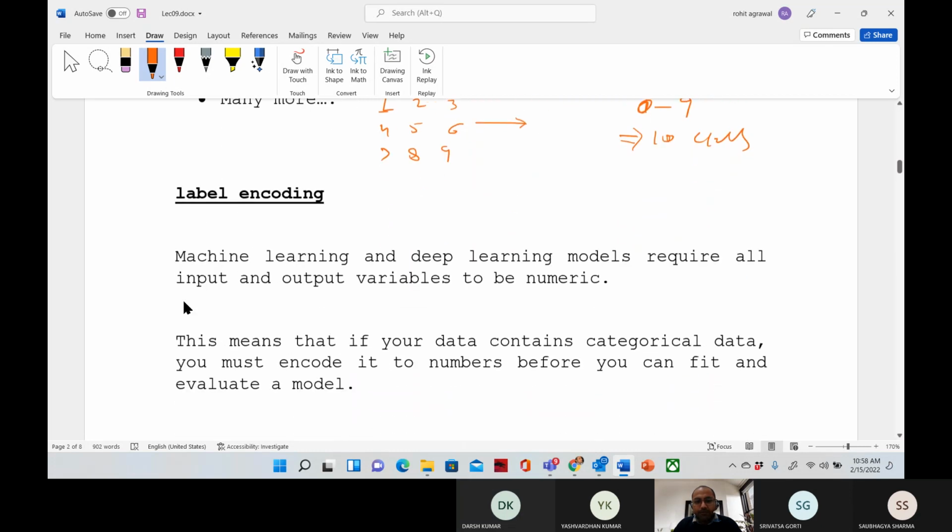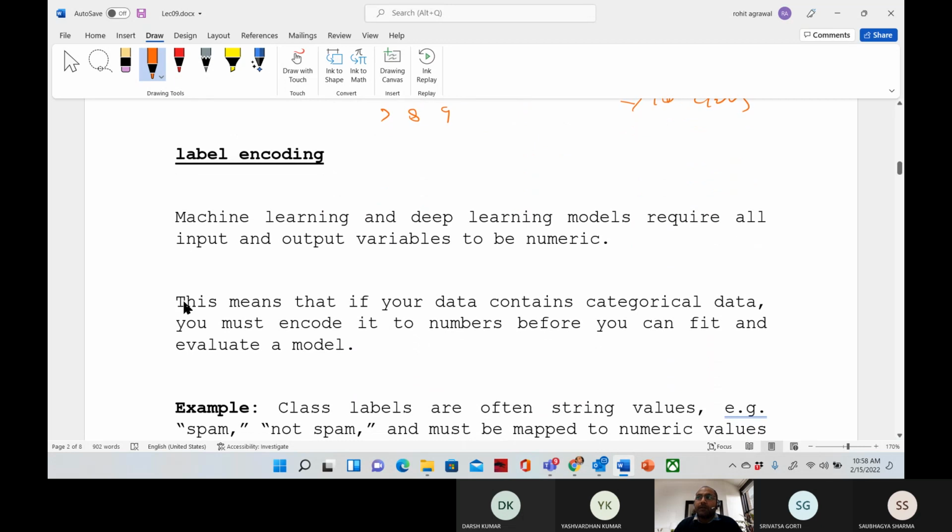Okay? Now see one more thing. Now just consider the email classification. What kind of data do you have? Is it numeric data or is it text? It is text. Yes, sir.